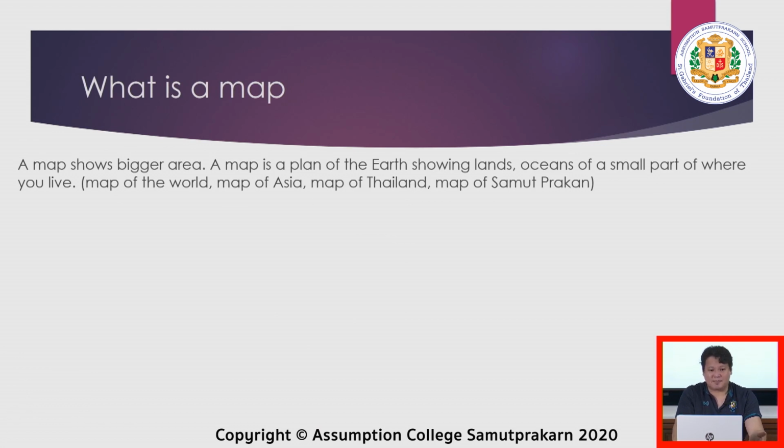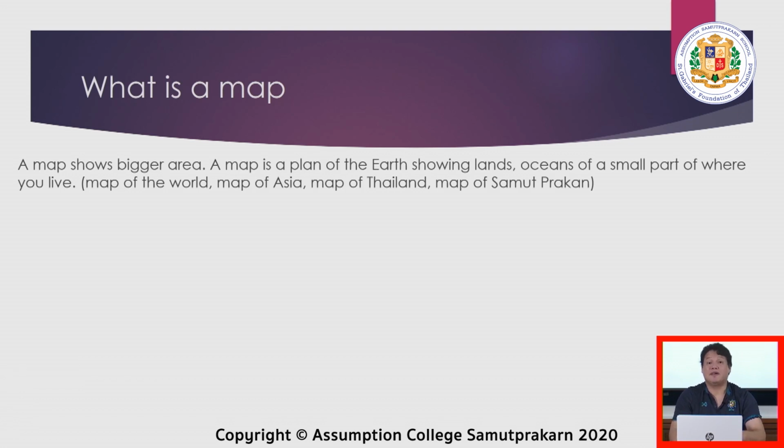Now, what is a map? While a plan shows a smaller area, a map shows a bigger area. So that's the difference right there. A plan shows a smaller part of an area, whereas a map shows a bigger area. A map is a plan of the earth, showing lands, oceans, or a small part of where you live.